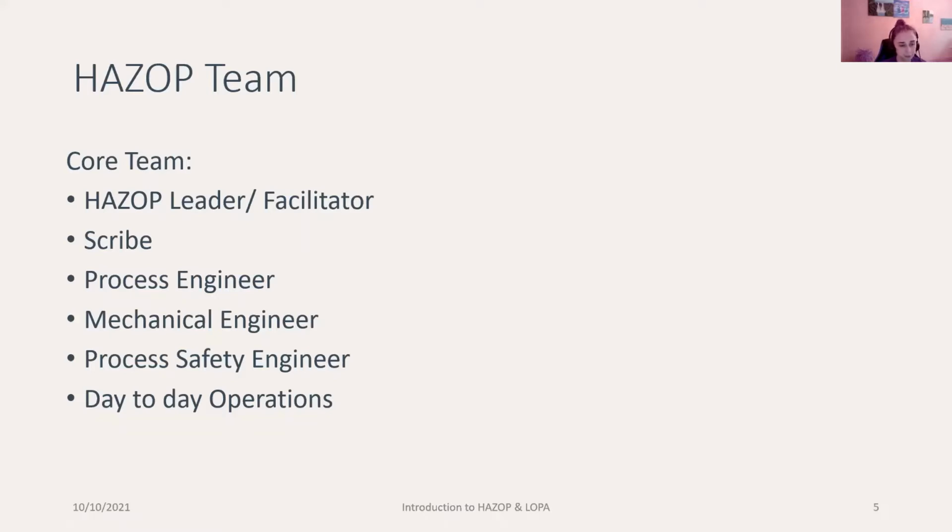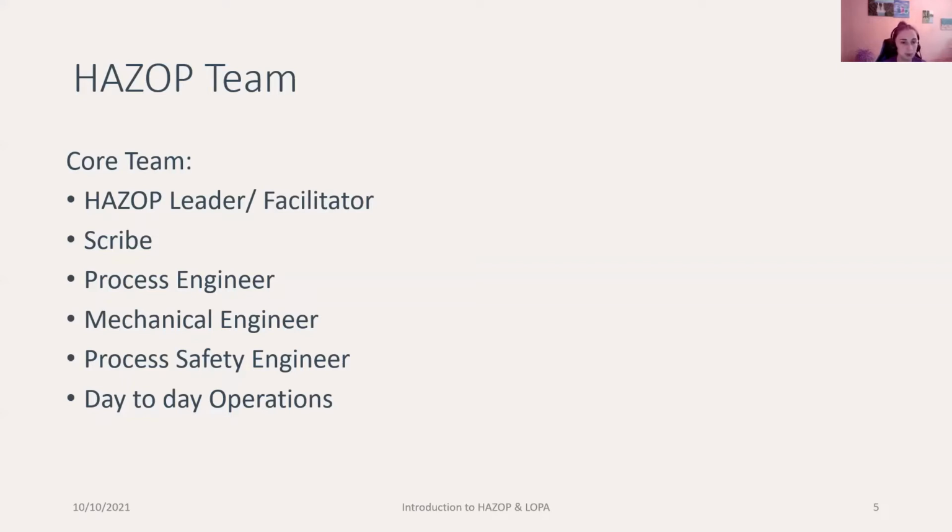Next one is a scribe. Look at this person as someone like a secretary, someone who will sit with this team the whole meeting, in order to capture all the data that has been discussed, assessed, and agreed during the meeting, capturing all causes, consequences, risk ranking, etc.